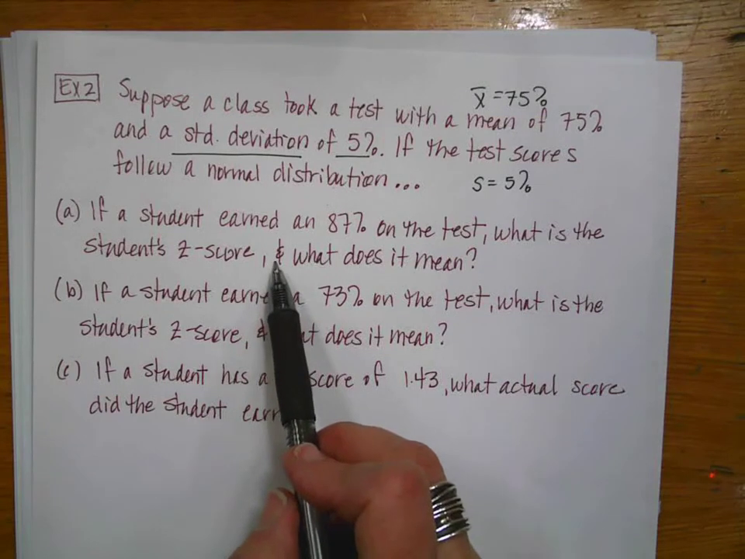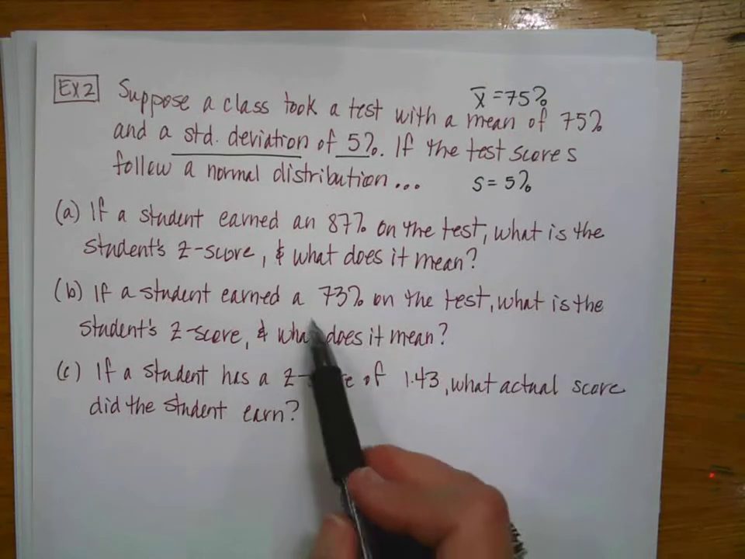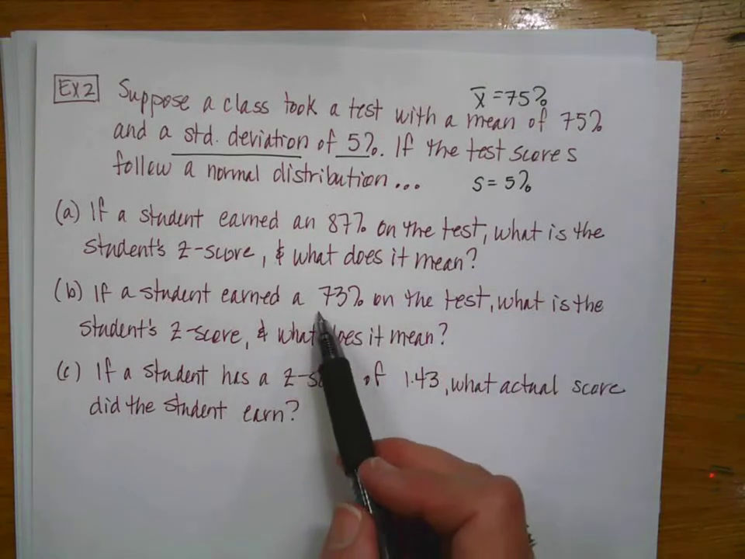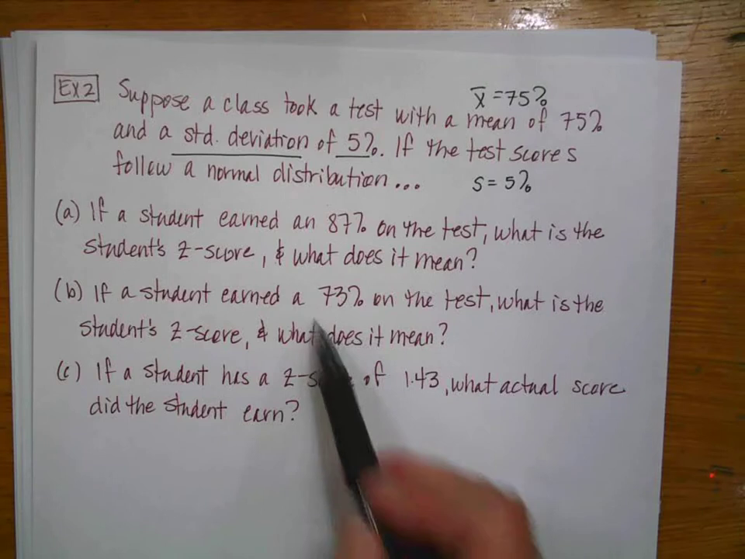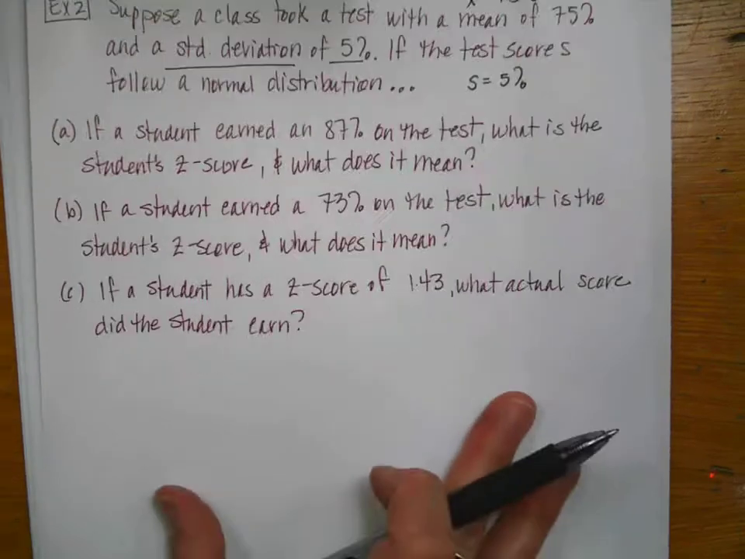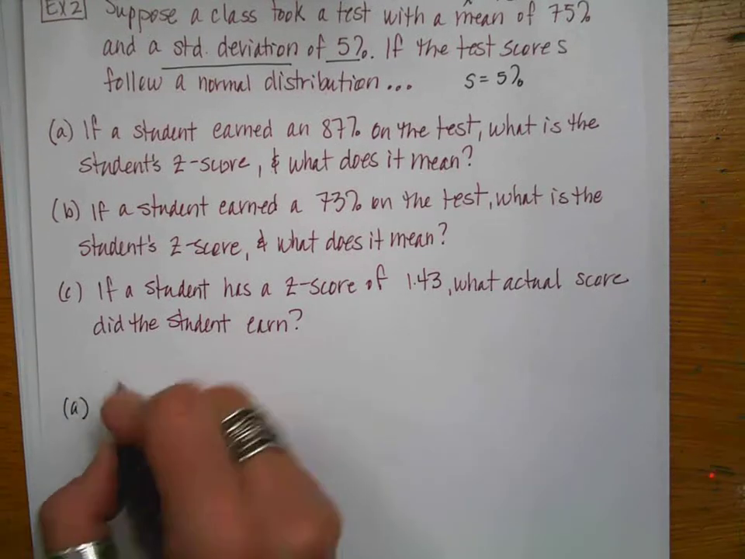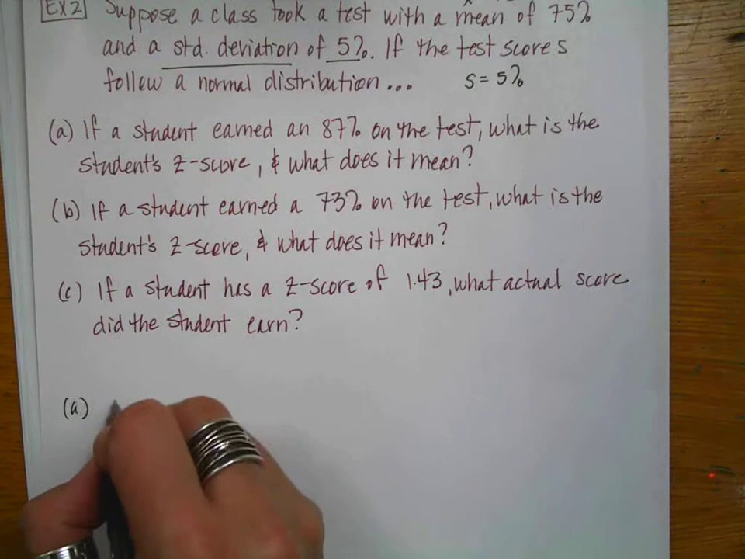So the first part says if a student earned an 87% on the test, what's the student's z-score, and then what does it mean? And then on the next one, if a student earned 73% on the test, what is their z-score and what does it mean? And this one is the opposite direction. If a student has a z-score of 1.43, what actual score did they earn? So we'll take these one at a time.